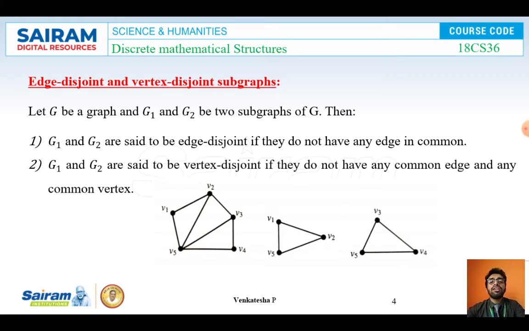We can see here a main graph G having 5 vertices, and the graph G1 having 3 vertices, and the graph G2 having 3 vertices. We can say that these two graphs are subgraphs of the main graph G, and these two graphs are edge disjoint because no edge is common to these two graphs. But these two graphs are not vertex disjoint because a common vertex is there in both the graphs G1 and G2. Hence it is not vertex disjoint, but it is an edge disjoint pair of subgraphs.